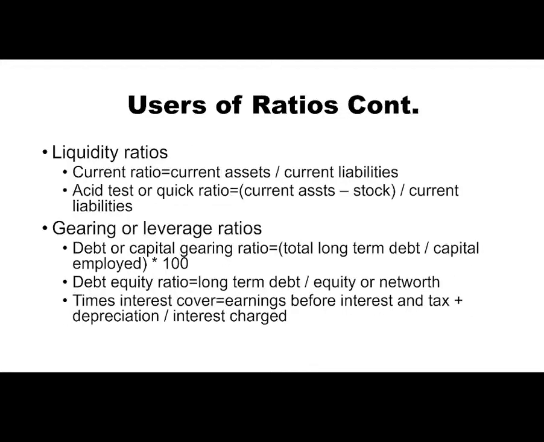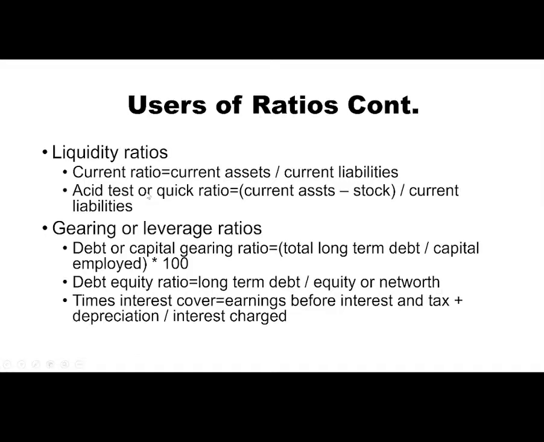We can now look at each and their uses. So we are going to look at the liquidity ratios. We start with the current ratio, which is computed by the current assets divided by the current liabilities. When the current ratio is more than 1, it means that the company has more current assets than current liabilities. So you should understand that.